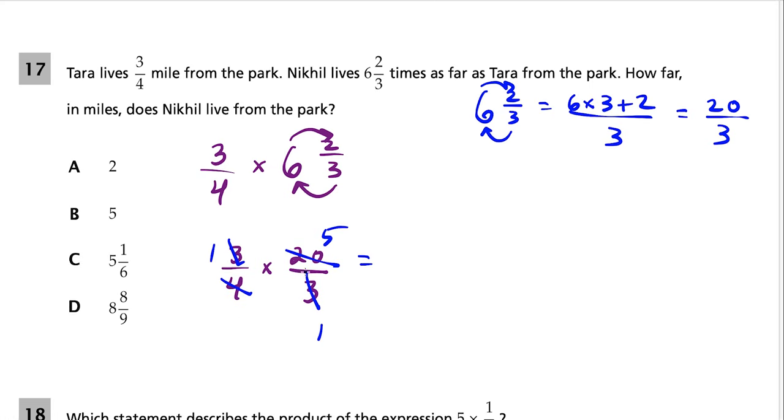And now what we have is 1 times 5 is 5, over, technically there's a 1 left over. 1 times 1 is 1, so this just works out to 5. If you want, you could just do 3 times 20 is 60, divided by 4 times 3 is 12, and 60 divided by 12 is also 5. But I think it's cooler to just cancel things out like this, so definitely choice B.